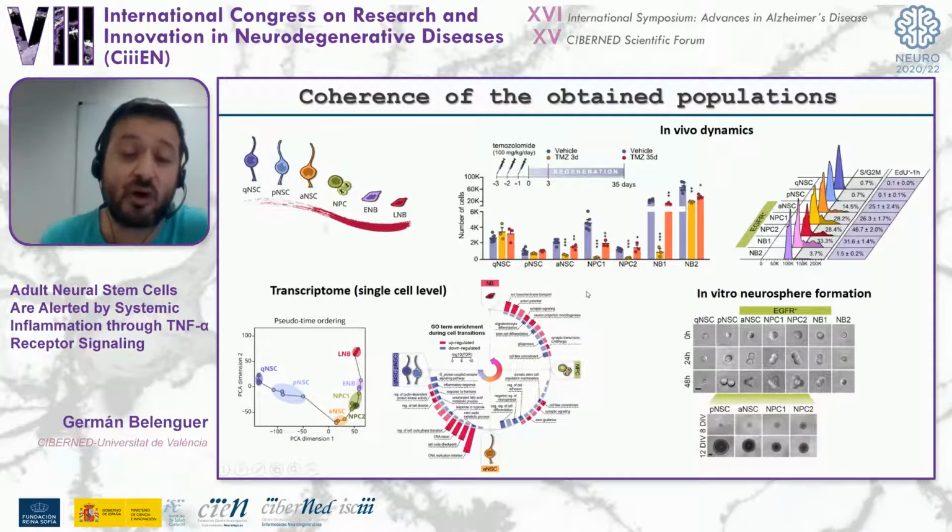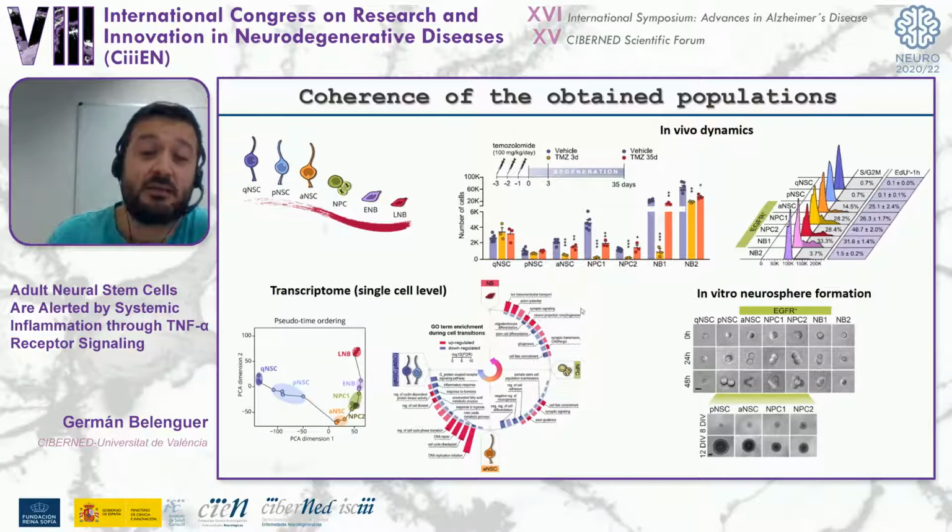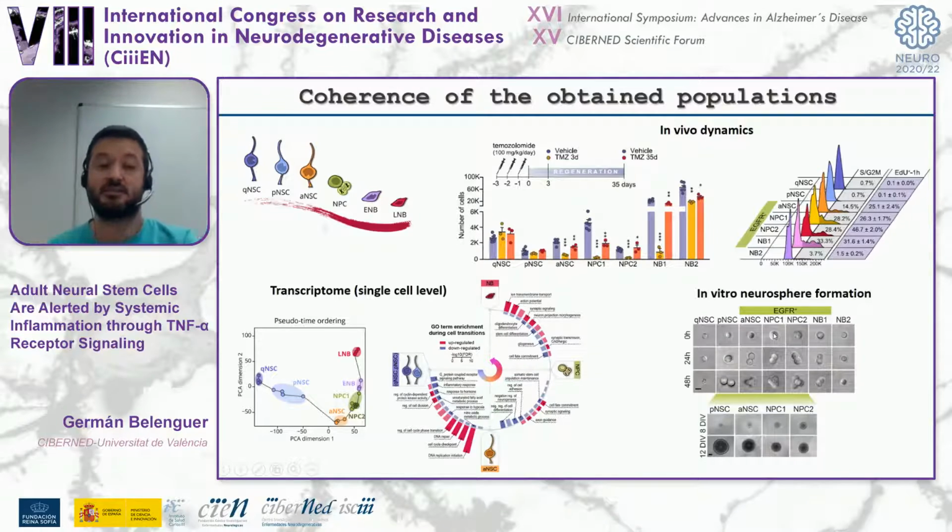And due to the length of the talk, I cannot go into detail on this, and you will need to believe me, but we were very happy to see that our isolated populations show great coherence with what was expected for them in terms of the transcriptome, to a similar extent as the single cell approaches, with the in vivo dynamics, both during regeneration of the subventricular zone and during their cycling state in homeostatic conditions, and also their ability to generate neurospheres in vitro, which is a gold standard in the neural stem cell field.